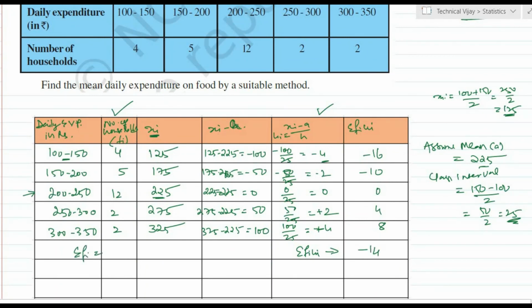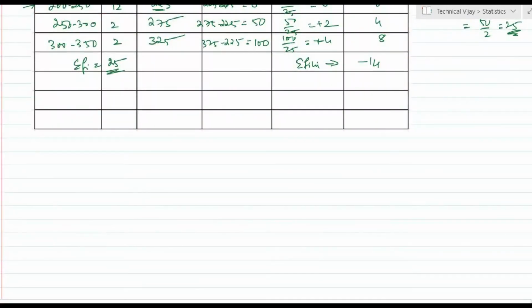Sigma fi is equal to what? 4 plus 5, 9. 9 plus 12, that is 21. 23, 25. This is equal to 25. The mean formula here: mean of this data is equal to A plus h into sigma fi ui divided by sigma f.